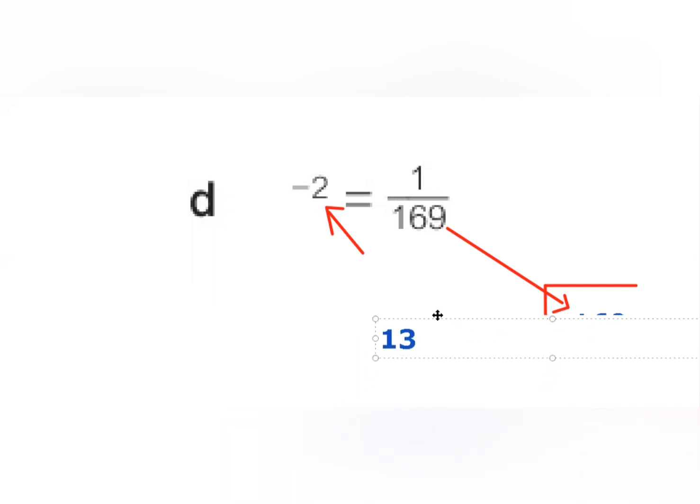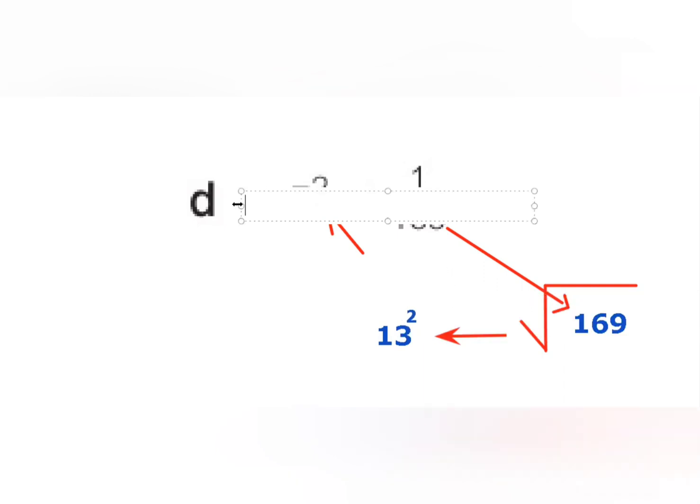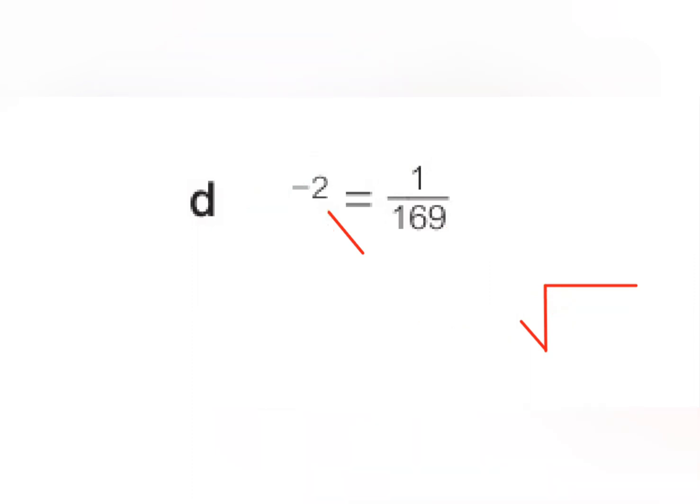Now, after finding the 13, it means 13 power of 2 is 169. After finding this, I can use it here. So I'm going to put 13 here. That's the idea of question D. And here we understand that the negative means 1 over. And when you remove the negative, you'll end up with 13 power of 2, which is 169. Now, let's move on to the next ones. I want you to focus on this question because it's very important. This is question D.